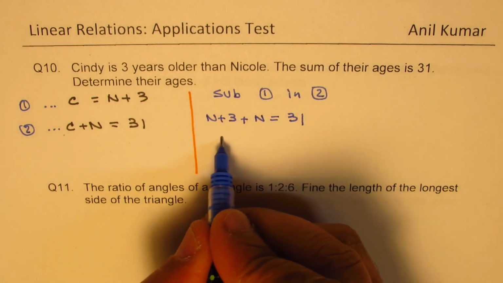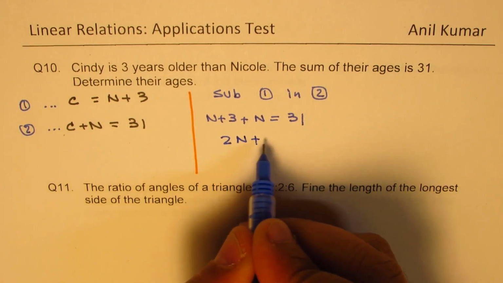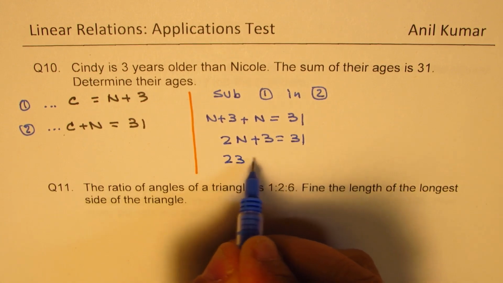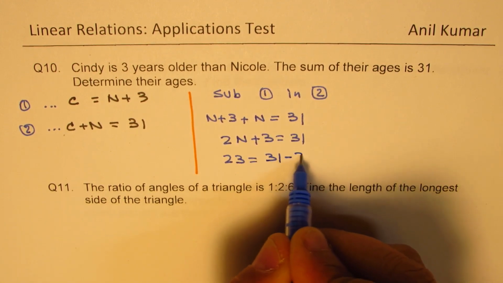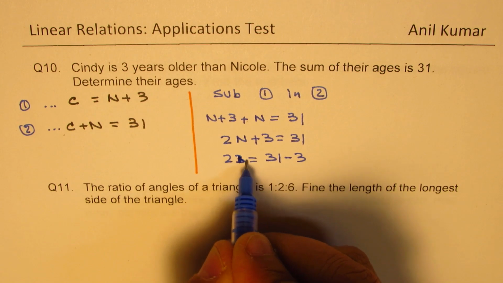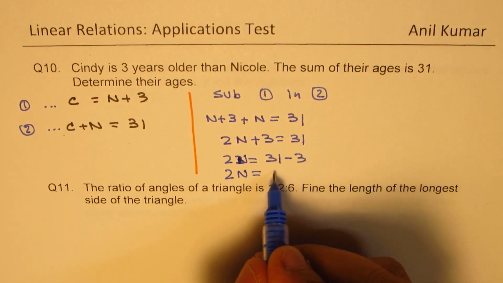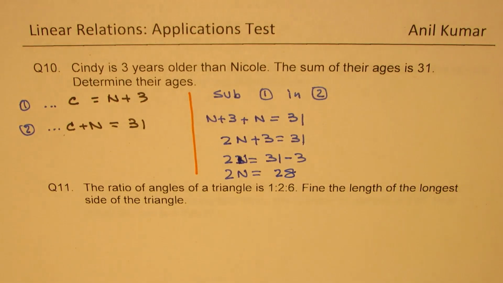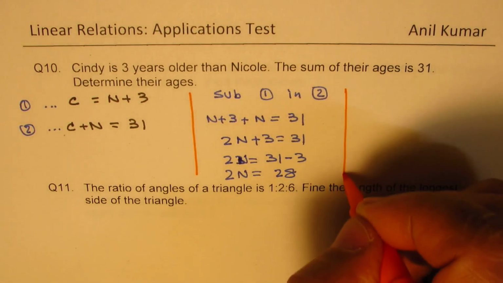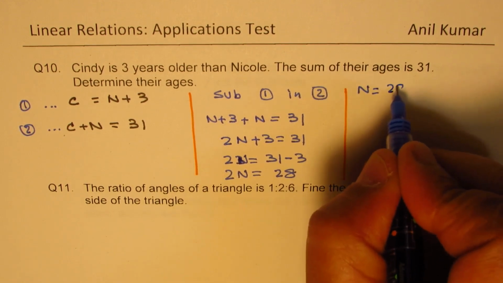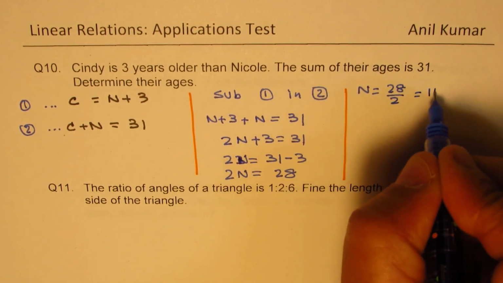So adding these two n's, we have 2n plus 3 equals 31. Take 3 to the other side, so 2n equals 31 minus 3. So 2n is equal to 28, right? And now we know what the value of n is. So n equals 28 divided by 2, which is 14.